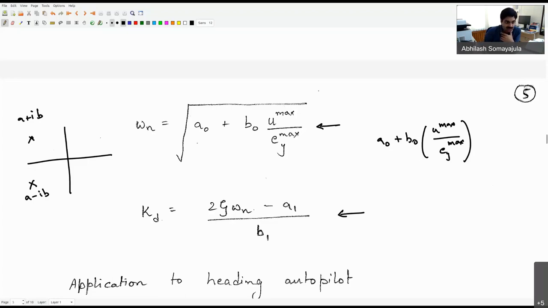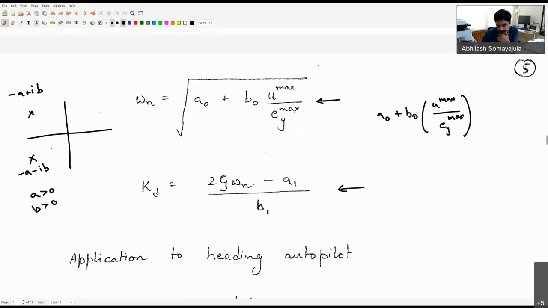Let me make this problem a little easier. I will call this minus a and minus a here, so that a is greater than 0 and b is greater than 0. Assuming that I give you a and b, how will you choose kp and kd? Rather than find a mathematical expression, I want you to think of the process. If you just tell me the process, that is good enough.